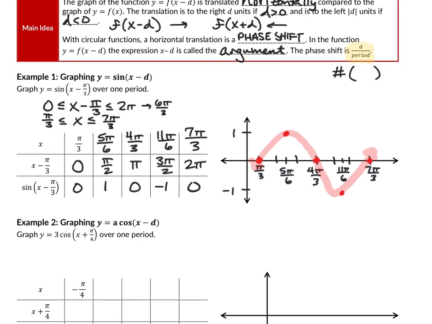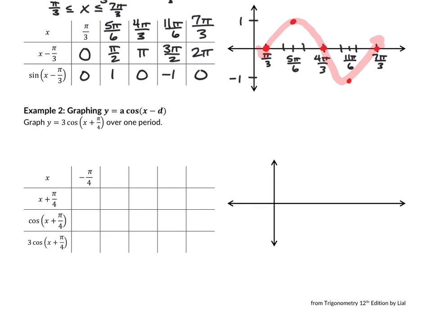Moving on to the next example, if we look at graphing y equals 3 times the cosine of (x plus pi over 4), again, we're going to figure out what that argument does to our interval for one period, our domain for one period. Typically, cosine, like sine, is between 0 and 2 pi. If we subtract pi over 4 from both sides to solve this double inequality, we notice that our x value is going to be between negative pi over 4 and 7 pi over 4.